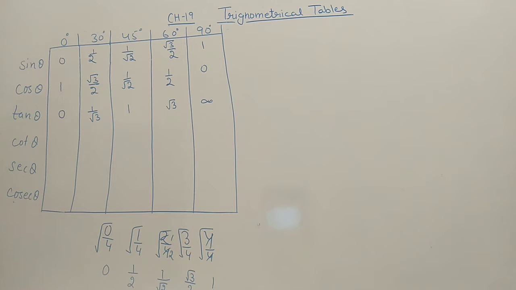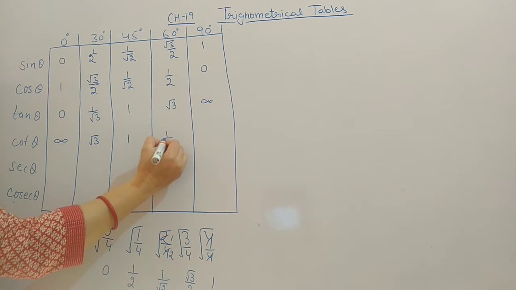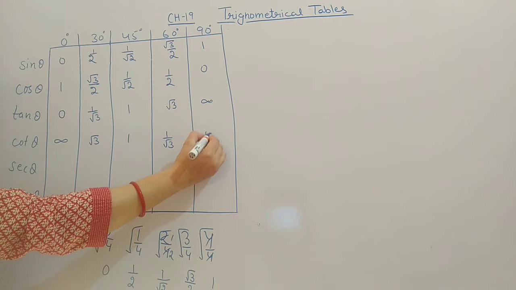After this, next cot theta. Cot theta is just the reciprocal of tan theta. So the same thing, only you have to write it in reverse order: infinite, root 3, 1, 1 by root 3 and 0.